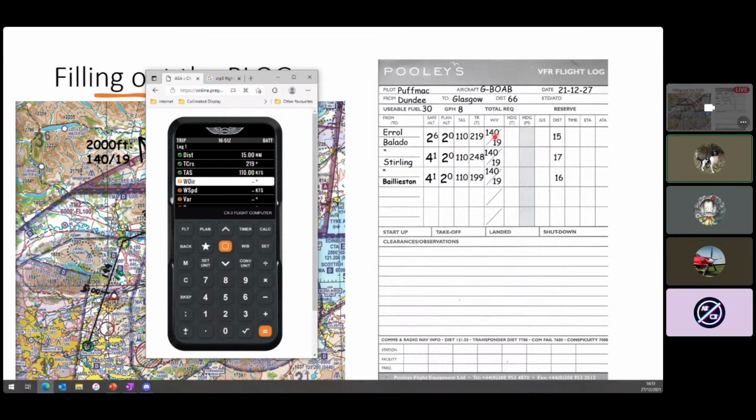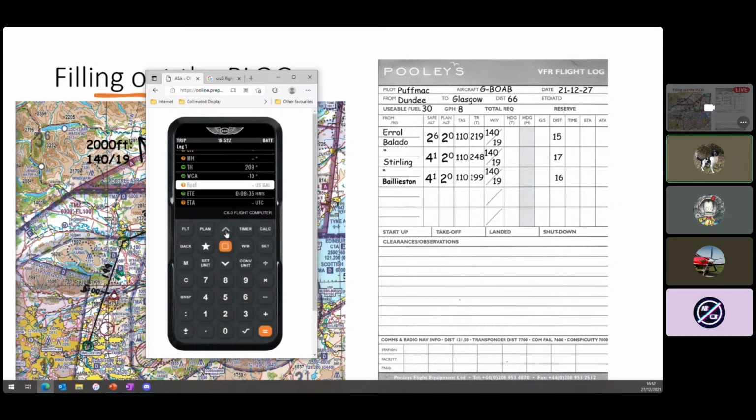The wind direction is 140. The wind speed is 19. Now it's asking us for variation, deviation, fuel flow rate and departure time. Now these are all optional. If we go down here now with what we've supplied, we'll already have a lot of information.